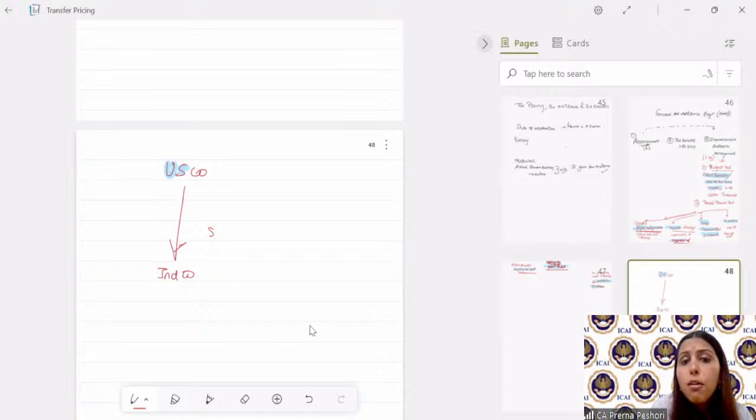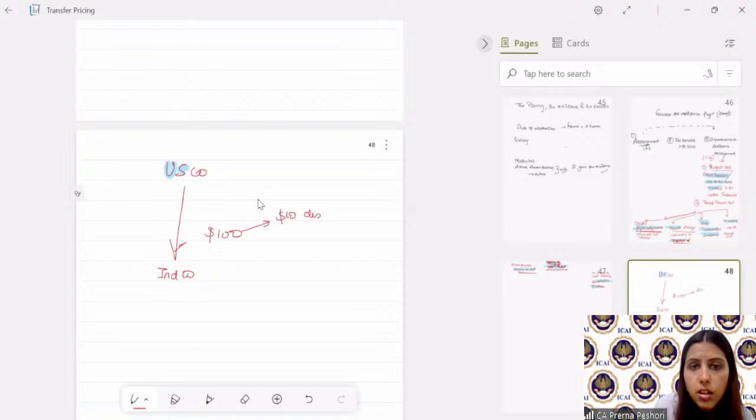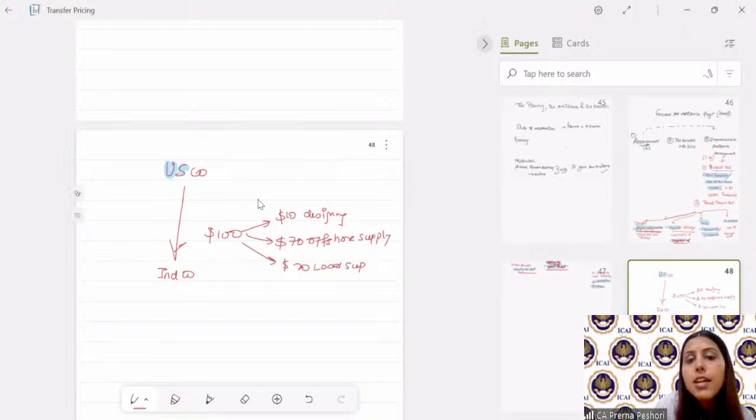But the breakup of the invoice is that, say for example, $10 is for the designing charges, $70 is for the offshore supply, right? And $20 is for the local supply. Now, if you remember your international tax class, you would have learned that offshore supplies are not taxable in absence of any PE in India.